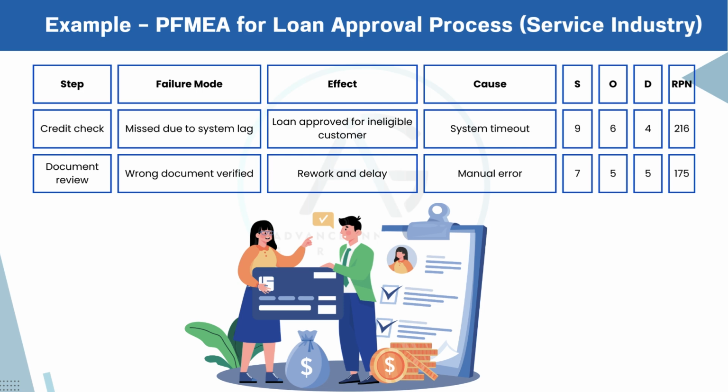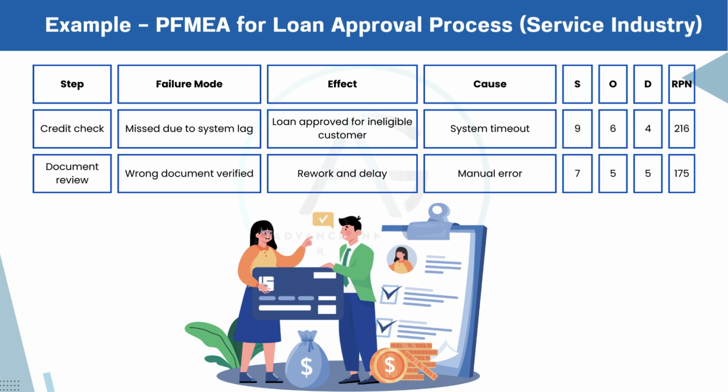Ratings. Severity, 9. High impact. Ineligible loan approval can lead to major financial losses. Occurrence, 6. System timeouts are not uncommon. Detection, 4. Failure might not be caught early. RPN, 9 times 6 times 4 equals 216. This is a high-risk item and needs immediate corrective action, possibly upgrading the system or adding validation checks.